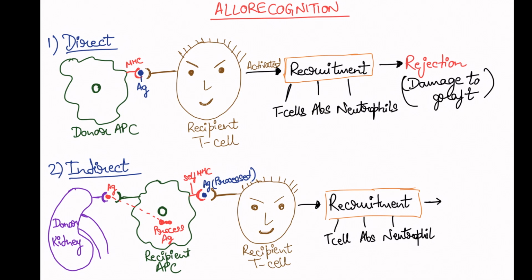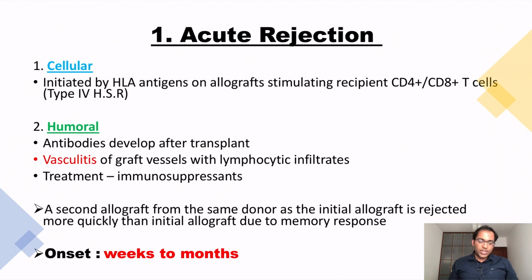So the difference between direct and indirect is that in direct we have a donor APC that presents the antigen to the recipient T cell, and in indirect we have the recipient APC which recognizes the donor antigen. So what is acute rejection? Acute rejection basically occurs due to two processes: a cellular process and a humoral process.